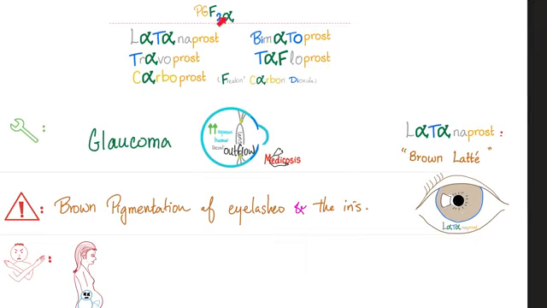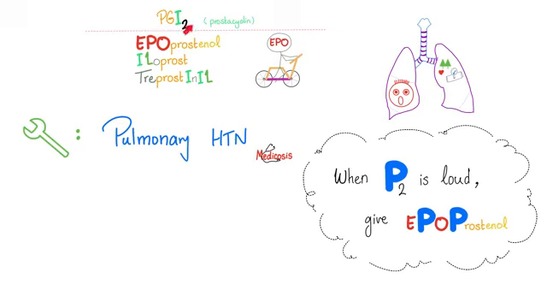How about prostaglandin F2 alpha, such as latanoprost? We use it for glaucoma. Why? It increases aqueous humor outflow, so the aqueous humor will be absorbed, and the pressure inside the eye will go down. It will decrease intraocular pressure. Side effects of latanoprost include brown pigmentation of eyelashes and the iris. Think of latanoprost as a brown latte. Contraindications: pregnancy.